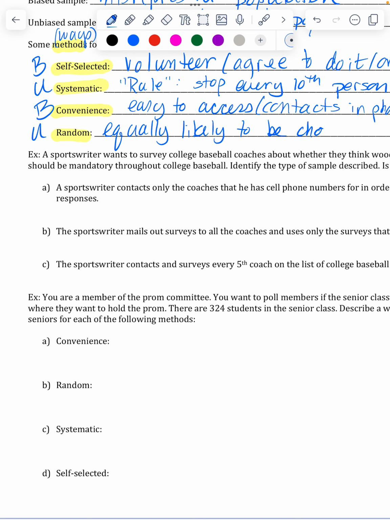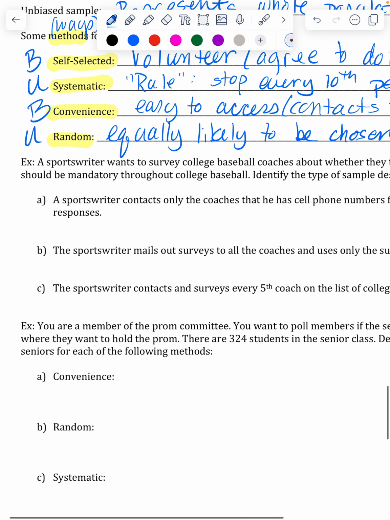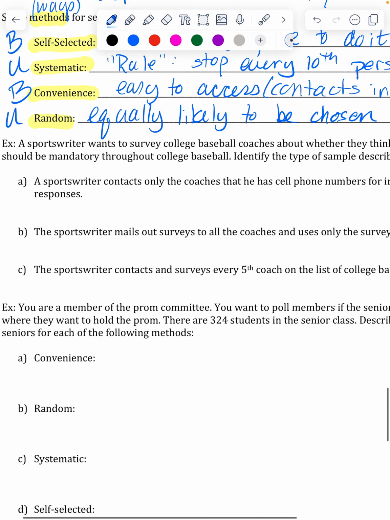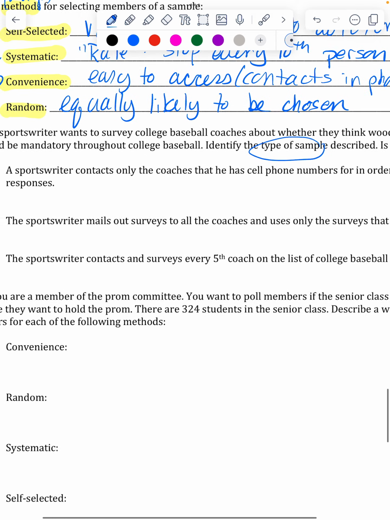So, I mean, it's truly like drawing the names out of a hat, or creating a situation where it's completely random. So the more random your sampling method is, the more accurate your results will be, with less bias. So a sports writer wants to survey college baseball coaches about whether they think wooden bats should be mandatory throughout college baseball. Identify the type of sample described. Okay, and is it biased?